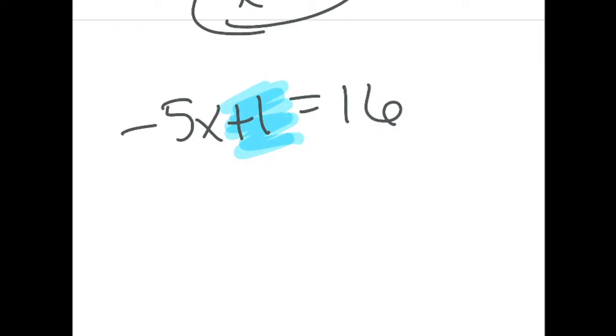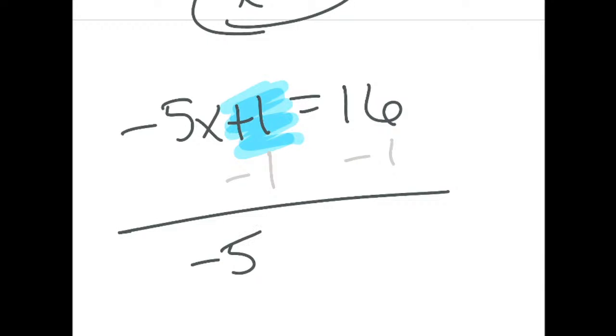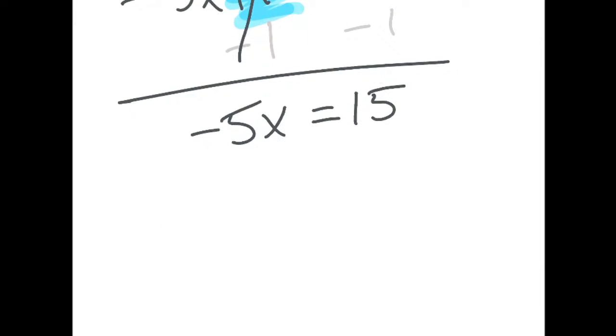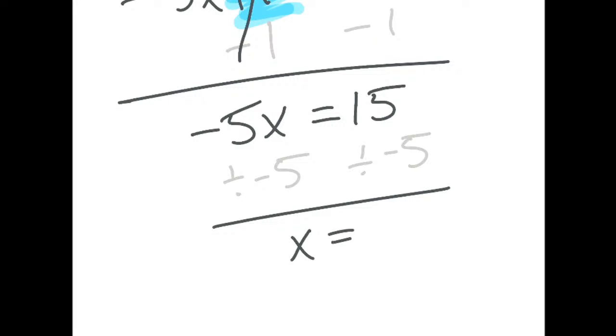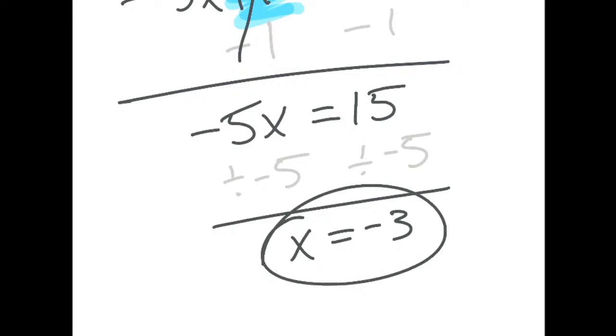All right, so fine. The opposite of plus 1 is minus 1. And so let's copy it to the other side, shall we? Left with negative 5x equals 16 minus 1, which is 15. And then let's divide both sides by negative 5, because we got to get rid of that negative 5. And we're left with x equals negative 3. Okay? Great job.